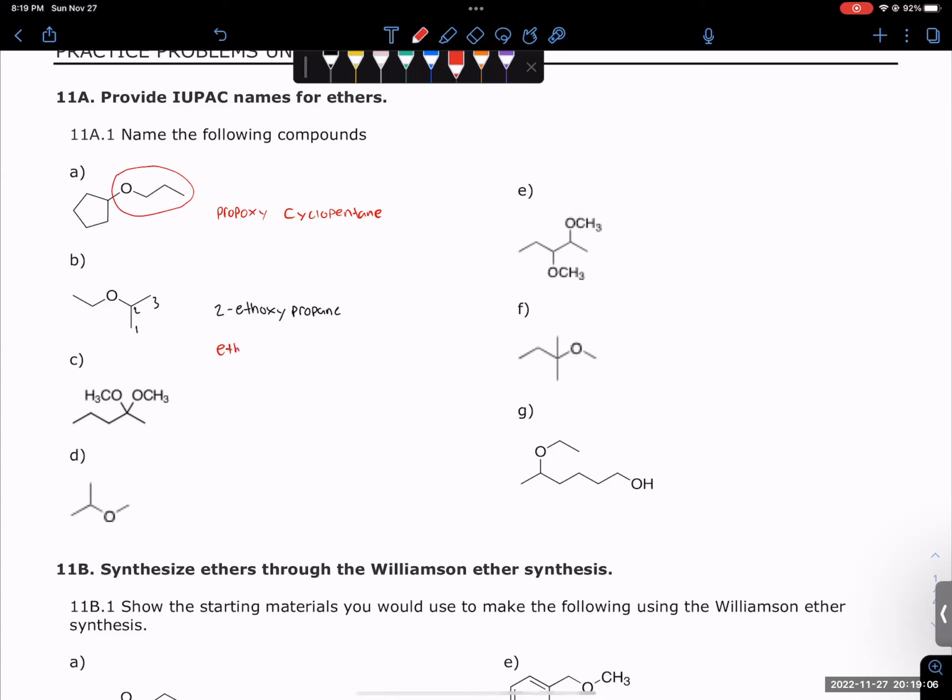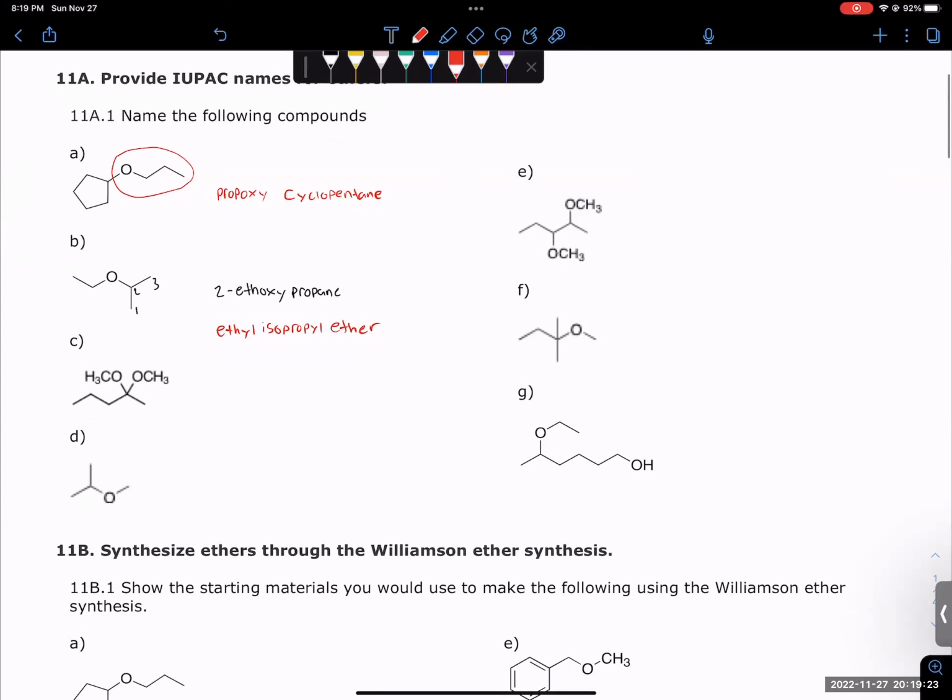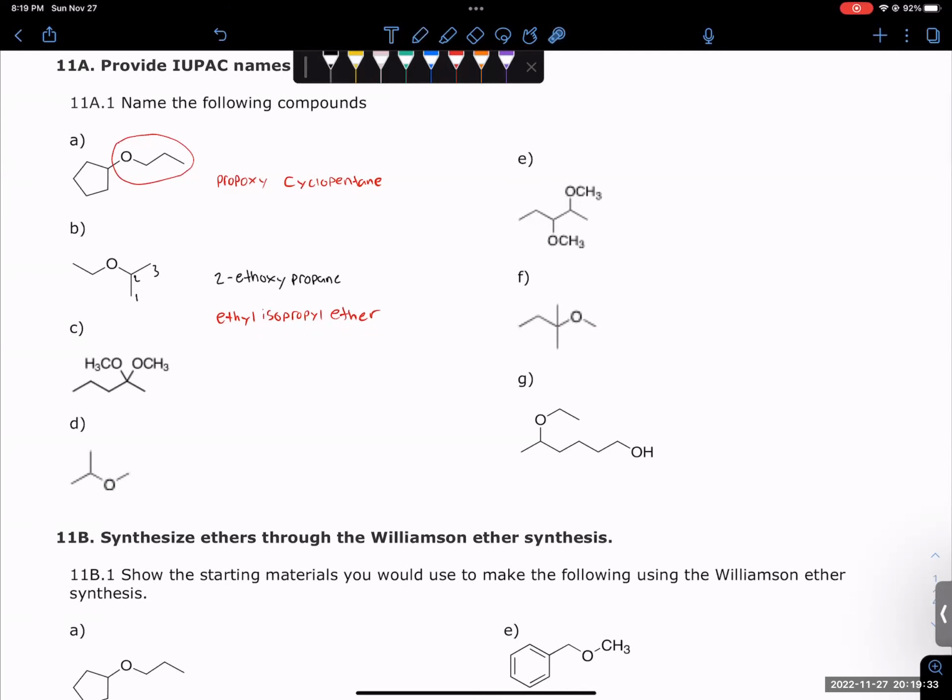So it would be ethyl isopropyl ether. So that's our common name. All right. So for C, like I said before, this is one that is not going to have a common name just because you have those 2 ether substituents. All right. But we do realize that these are both methoxy groups, right?